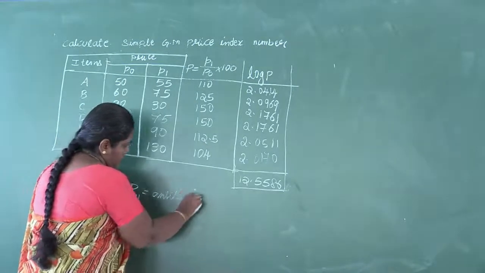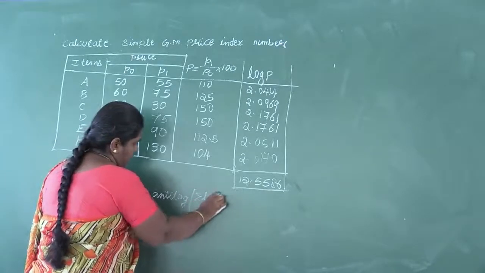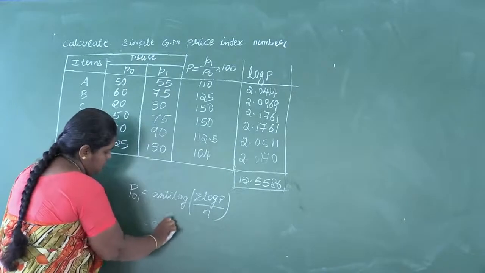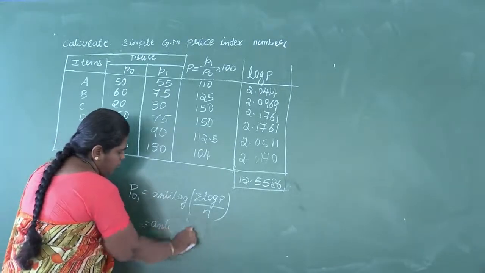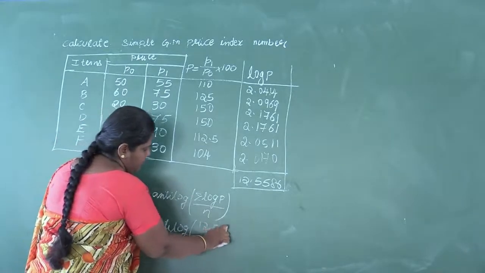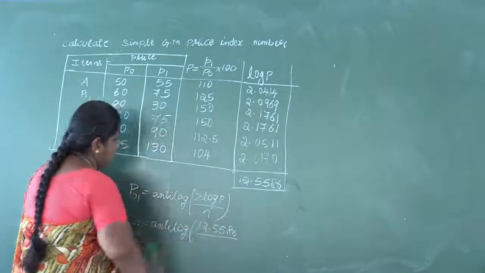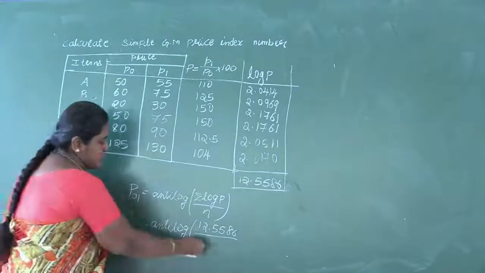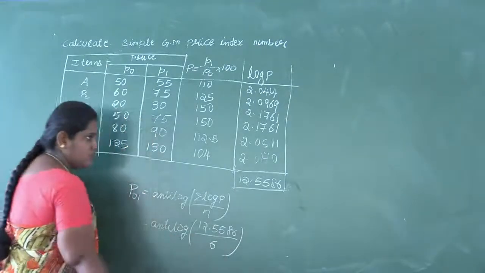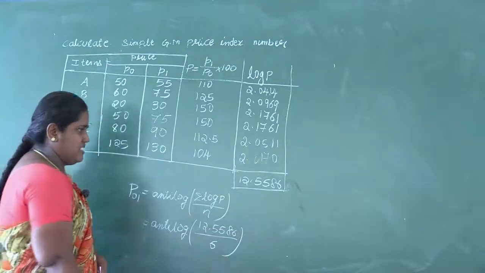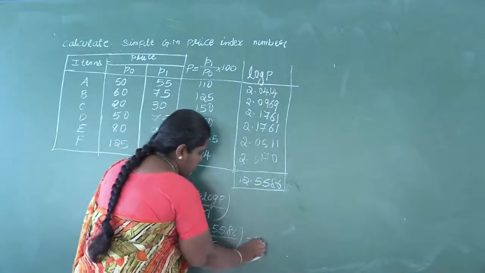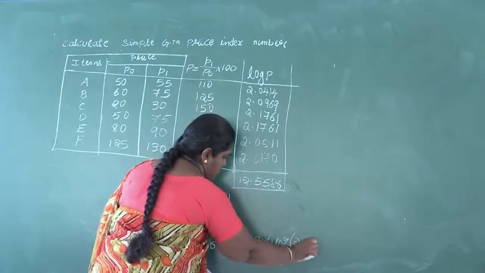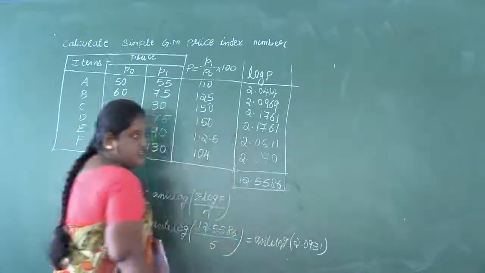Next, the formula P01 equals antilog of sigma log P divided by N. Sigma log P is 12.5586. Divided by N, the number of observations, which is 6, or the number of items. 12.5586 divided by 6. So we'll get antilog of 2.0931.